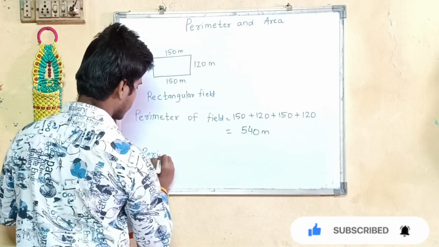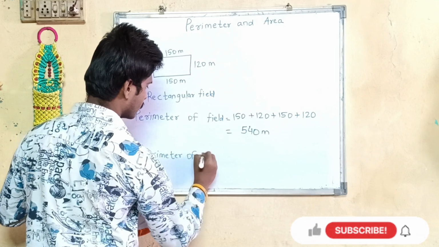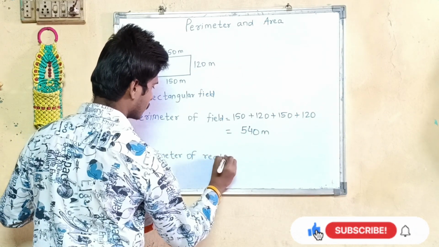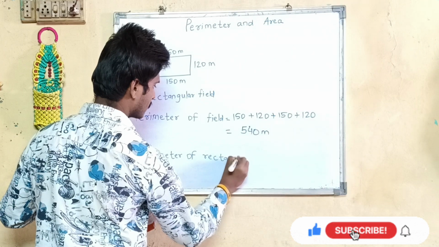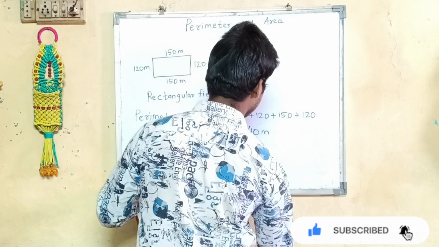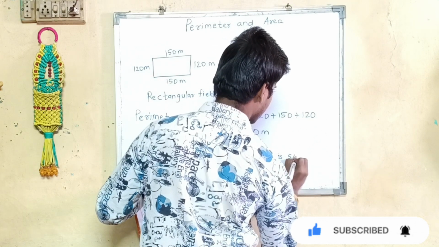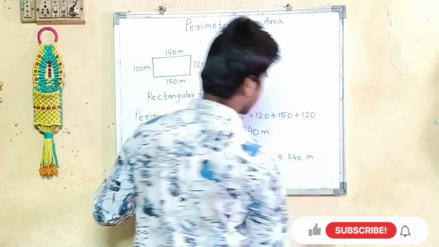Final statement में आपको लिखना है perimeter of rectangular field is 540 meter.